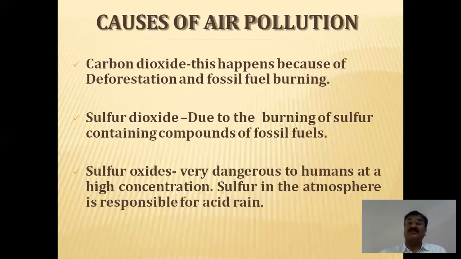These are some causes of air pollution. First one is carbon dioxide. This happens because of deforestation and fossil fuel burning. Second one is sulfur dioxide. Due to the burning of sulfur-containing compounds of fossil fuels, sulfur oxides are produced, which are very dangerous to humans at high concentration. Sulfur in the atmosphere is responsible for acid rain.